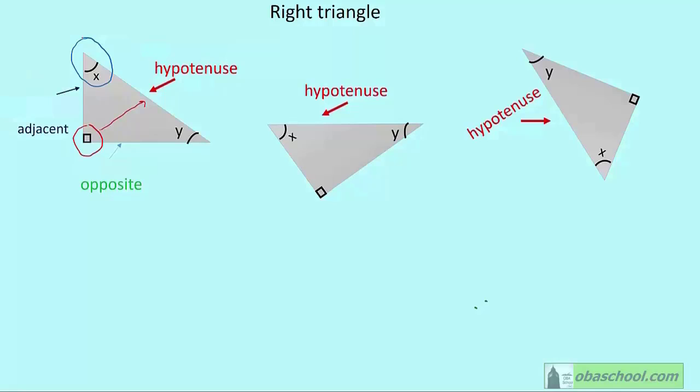Now take a look at angle y. The side facing y is called the opposite. And the side next to y is also the same as the triangle before, called the adjacent side. So, in this tutorial, we have known the opposite, adjacent side and hypotenuse of a right triangle.